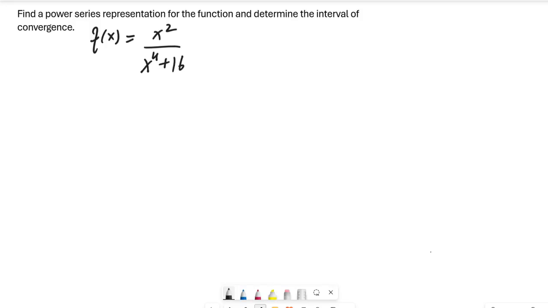Here the question is: find the power series representation of the given function and determine the radius of convergence and interval of convergence. We'll do both. So to start with, how do I start?